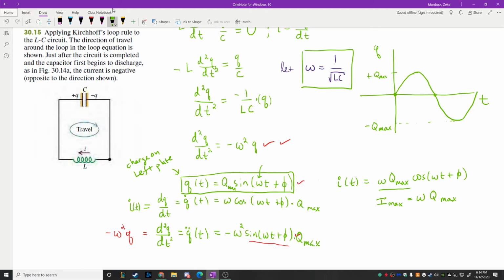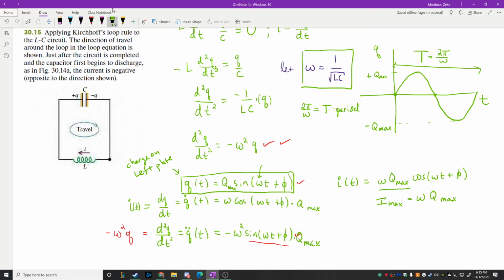The angular frequency, so to speak. But we could also write down that if we take 2 pi divided by omega, then we get what's called the period. That would be the time that it takes to go through one oscillation, the time to go through one cycle. That would be the period, and that would be equal to 2 pi divided by omega.